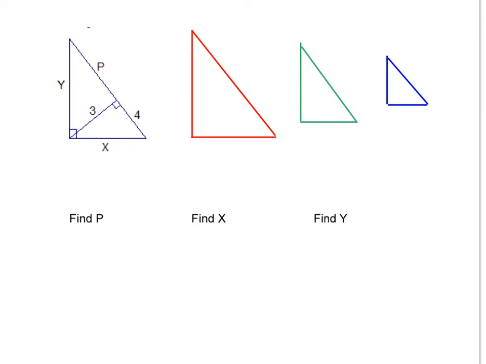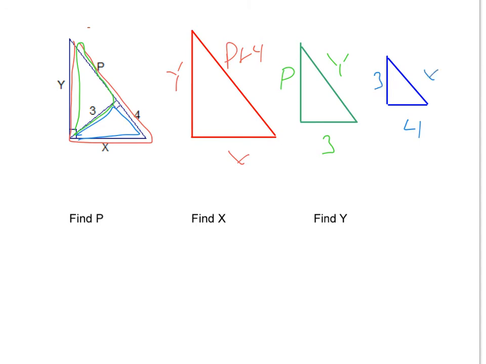Okay, let's look at this third problem right here. I got my big red, so I'm going to fill in my sides. It looks like this is x, this is y, and this is p plus 4. It looks like in my medium green, okay, we got to turn things around a little bit. This is 3 down here. This is p, and this is y. Okay, and then for my little boy blue, it looks like this guy down here is 4, this is 3, and this is x. This time I'll help you set up the proportion.